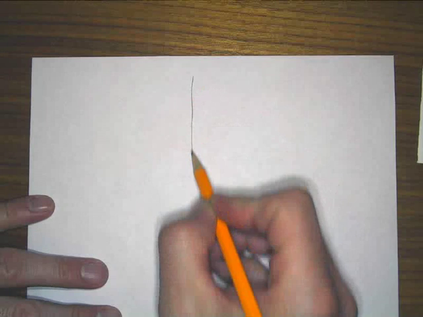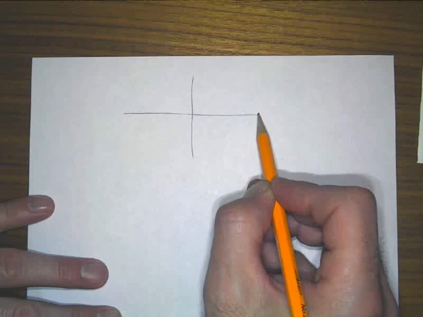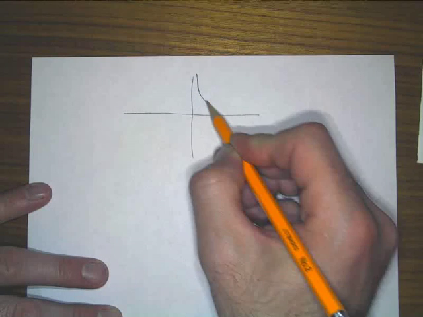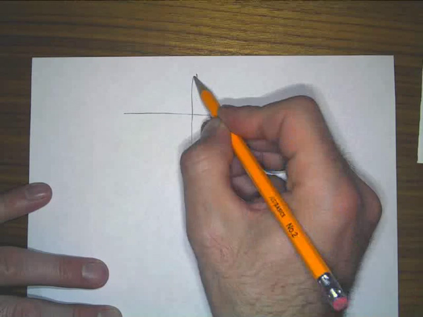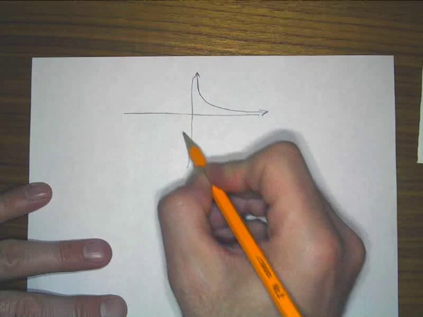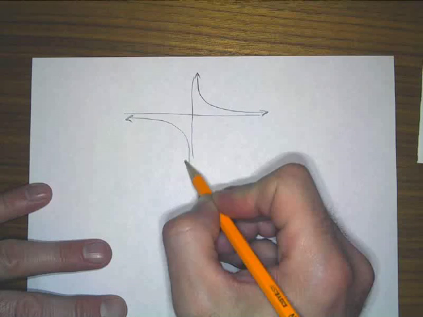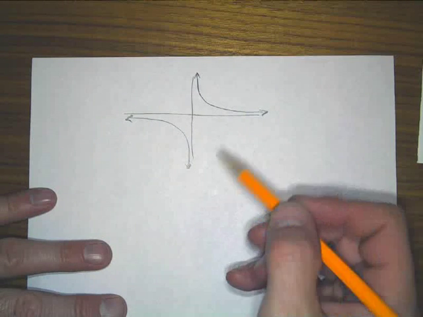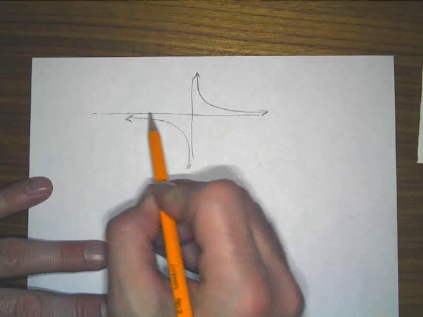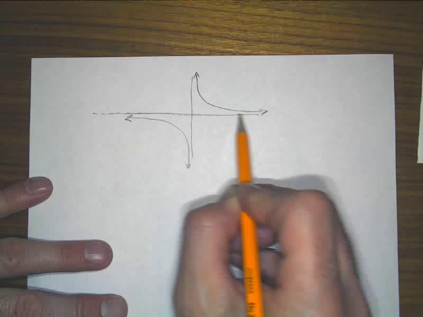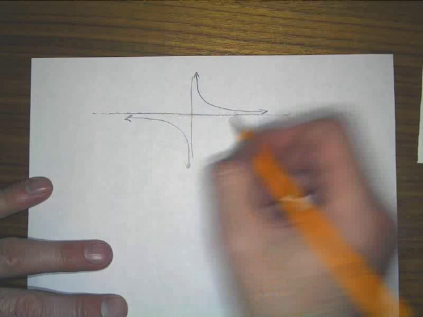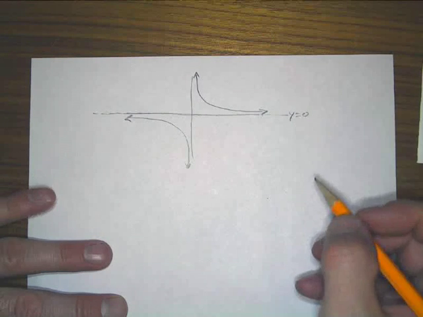Let's draw a picture here, and let's make a function that looks like this and looks like that. Okay. Now just looking at this, we can see there's a horizontal asymptote here at y equals 0.